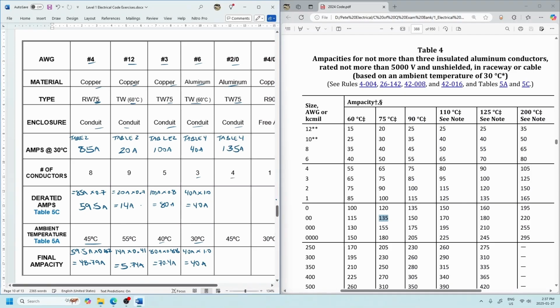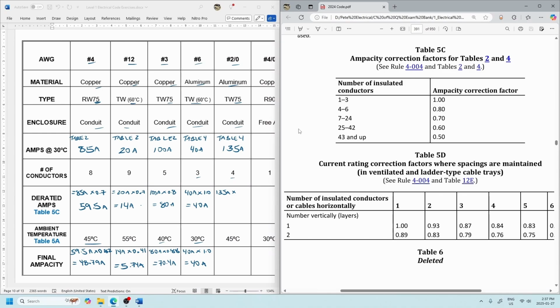Okay, looking below, there are 4 of those in the conduit, so we're going to have to go to 5A for our multiplier. So we'll write down our 135 amps. Let's go to 5C to look at our multiplier there. 4 conductors is going to give us 80%, so that's this multiplier right here. If I take 135 and multiply that by 0.8, that gives me 108 amps.